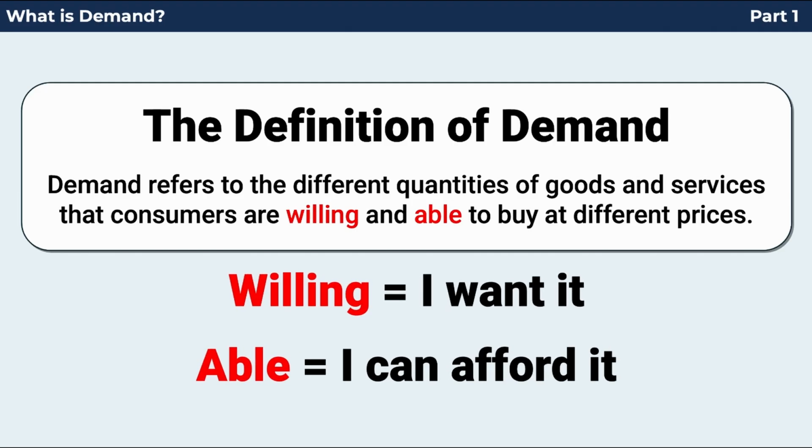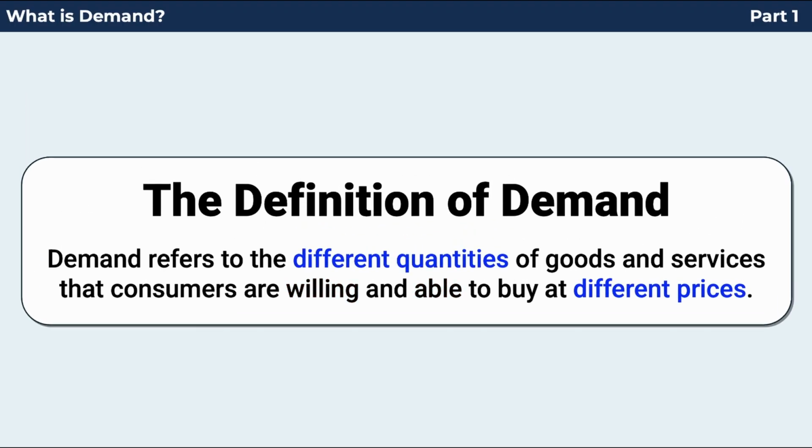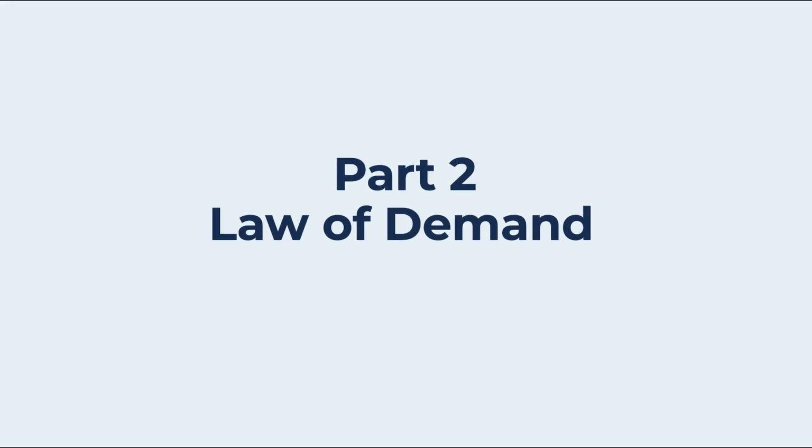So in order for you to have demand for something, you need to both want it and be able to afford it. So maybe I want a Lamborghini Huracan, but if I can't afford it, then I wouldn't really have demand for it. I would want it, but I wouldn't have demand for it. Alternatively, there's a lot of things I can afford, but if I don't want them, then I don't have demand for them either. And that's important. The other two important things to distinguish from this definition are different quantities and different prices. And that ties into part 2, the law of demand.